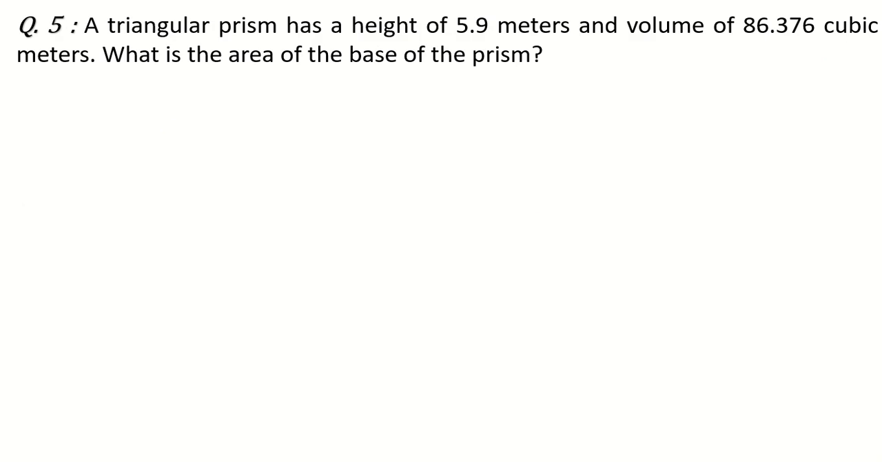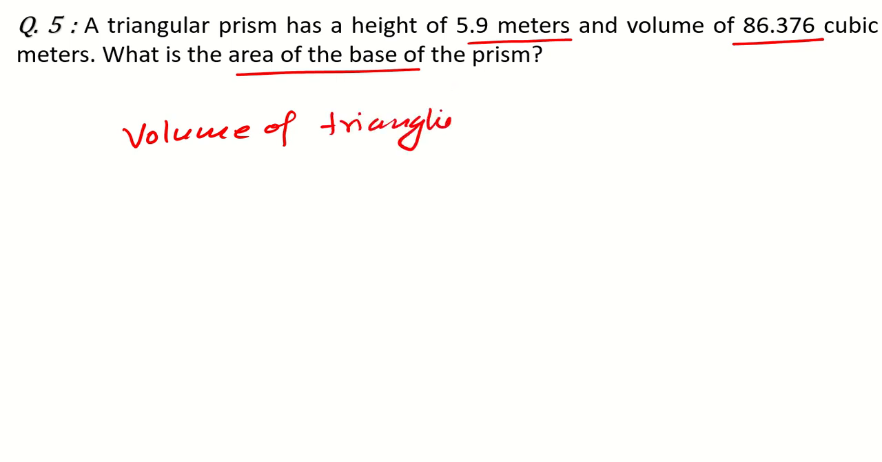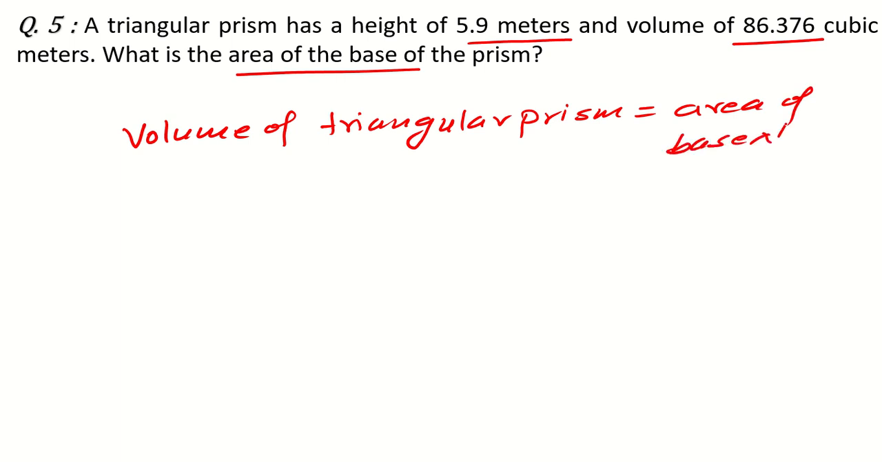Another question can be, a triangular prism has a height of 5.9 meter and volume of 86.376 cubic meter. What is the area of the base? Now this question will be very easy for you. See, first you write the formula. Volume of triangular prism is equal to area of base times height. So this is a volume of the triangular prism. They have given us the value, yes.